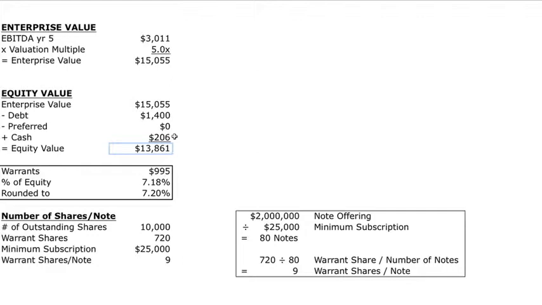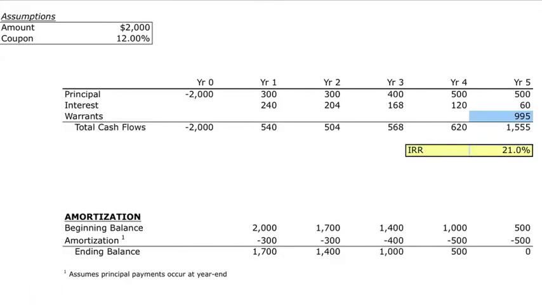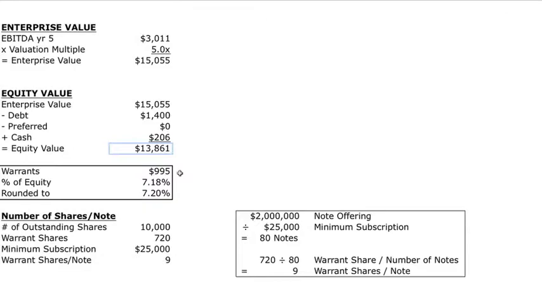Just to be clear, this is really unrestricted cash. If you have any cash that's restricted for some reason, you will not want to add that back for this valuation purpose. Doing that math gets you to an equity value of $13,861,000. So we know from the spreadsheet here that the equity that we needed was $995,000. Dividing that by the equity value gives me a percent of equity of 7.18%, and I'm going to round that up to 7.2%.